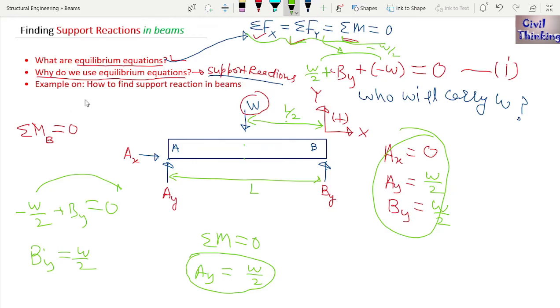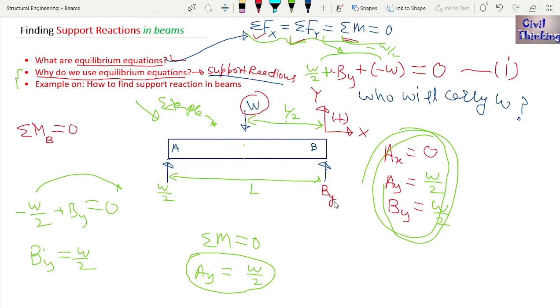Now we have an example on how to find support reactions in beams. I think I have already provided the example, so we covered these two things together. This was a simply supported beam. We applied summation Fx equal to 0, summation Fy equal to 0, summation M equal to 0. That gave us the support reactions. Now since Ax is 0, we can simply erase this. We don't need to write 0 here. Now Ay is W by 2, we can write here. This arrow is W by 2 value.